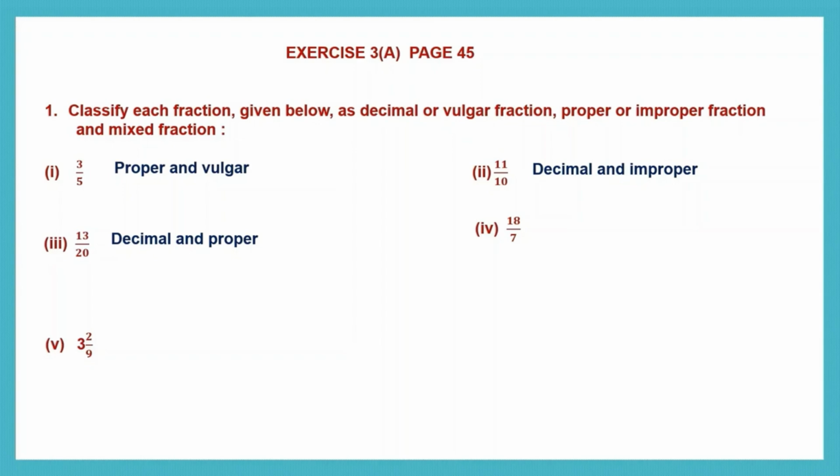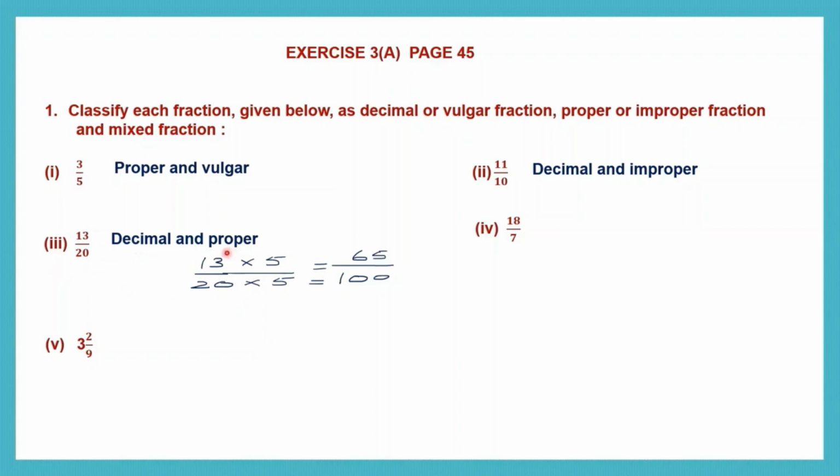Now, if I have 13 by 20, my denominator 20, I can convert it to 100. I can make it 100. How? If I multiply it by 5. 20 into 5 is 100. Now similarly, I have to multiply the numerator also by 5. So this 13 5s are 65. So now what's my fraction? 65 by 100, where the denominator is 100, so it has become a decimal fraction. That's why 13 by 20 is also called a decimal fraction.